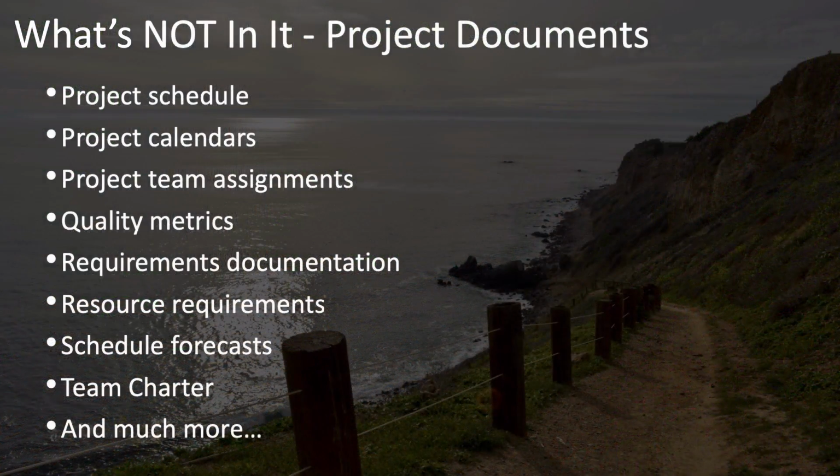It's also worth noting that there are a lot of important project documents that are not part of the project management plan itself. These other project documents include things like the project schedule, calendars, team assignments, quality metrics, the requirements documentation, the resource requirements, schedule forecasts, the team charter, and many other documents. Notice that many, though not all, of these other project documents are generated during project executing, monitoring, and controlling.